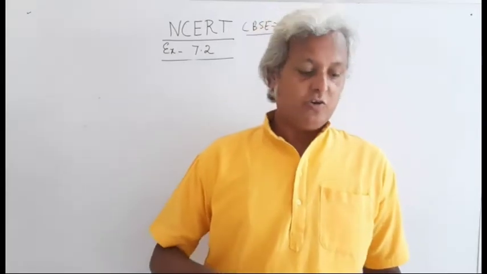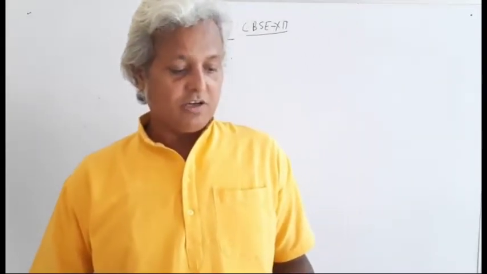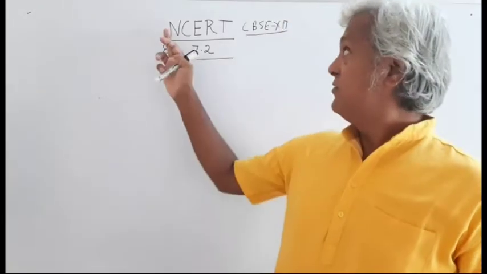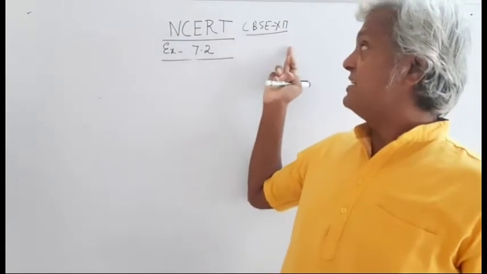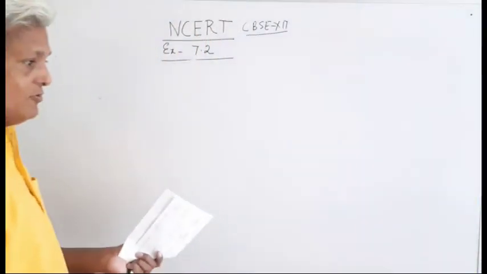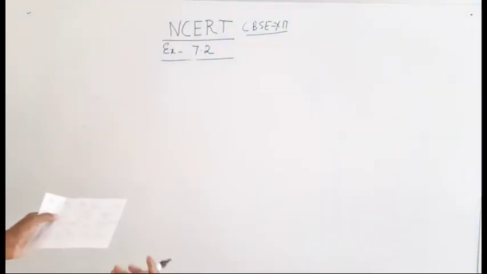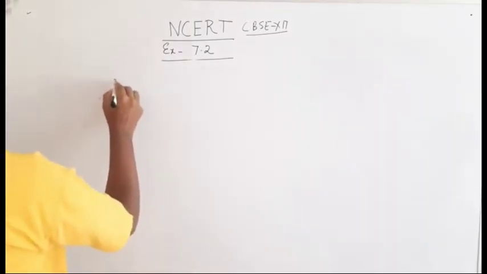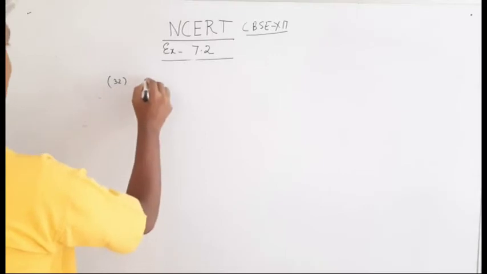Friends, again we are continuing. We have some questions at around 32 to something 39. I think some questions are left. So from the NCERT CBSE standard 12 exercise 7.2, here I am going to solve question number 30, 31, 32. This question is a little tricky, so just pay a little attention.